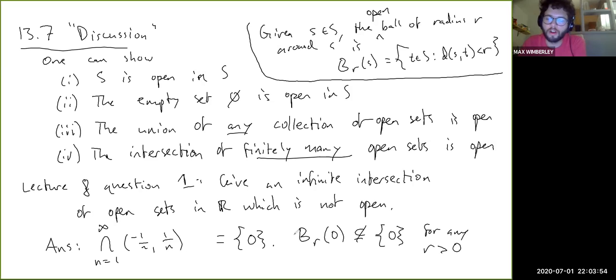Notice that for the specific situation of the real numbers, the real line, B_r is just the open interval. So here it would be (-r, r). The open interval from negative r to r is obviously not a subset of this set, which only contains the number zero, for any radius greater than zero. So this is not an open set. This is an example of why you can't take infinite intersections of open sets, okay?